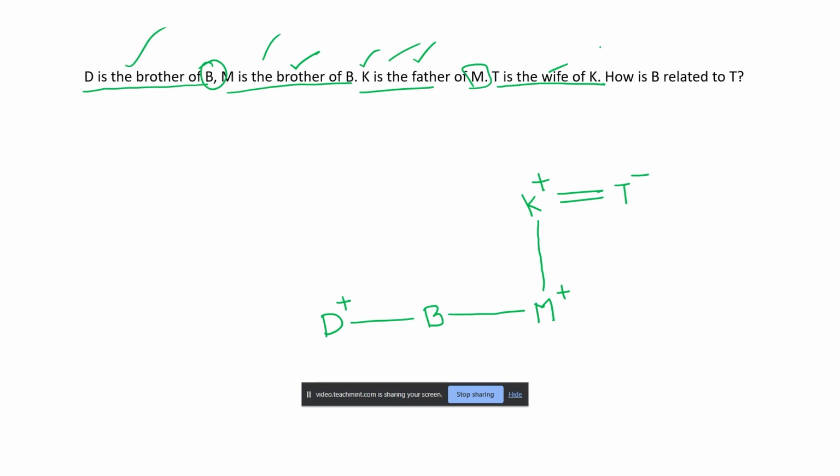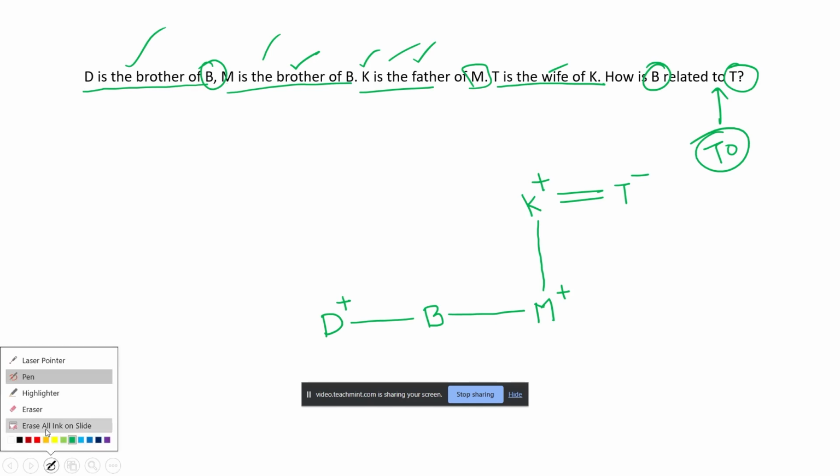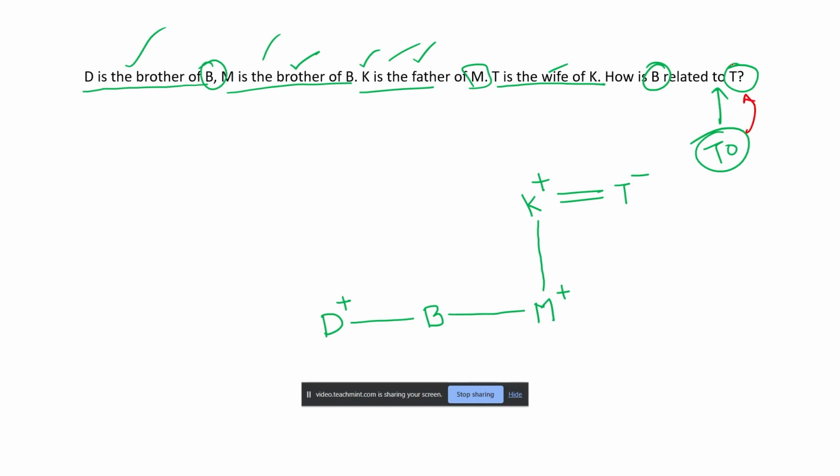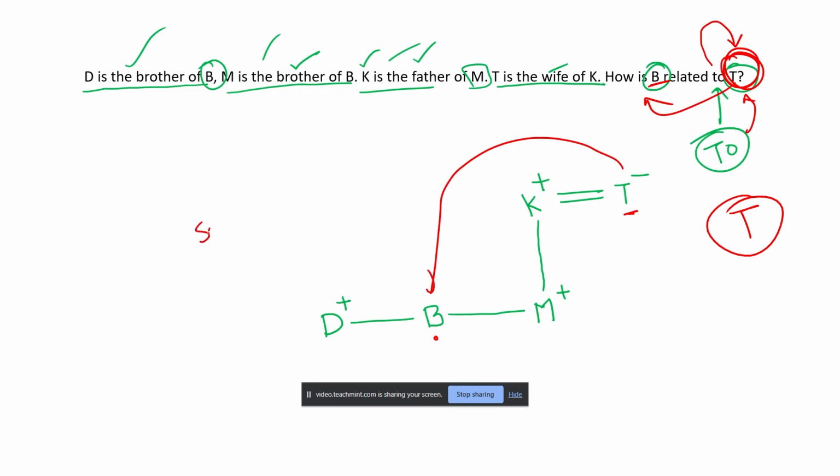Okay. Now he is asking that how is B related to T? Guys, remember, while solving such kind of problems, always check for the word to. Once you know the word to, whatever the letter comes after to, which is T in our case, assume you are T. So whatever the letter you see after to, assume you are that person. So if I am T, then what I am going to call B? If you are T, how you are going to call B? See, B is your son or daughter, because here we don't know the gender of B. So our answer is child, or you can say son or daughter.